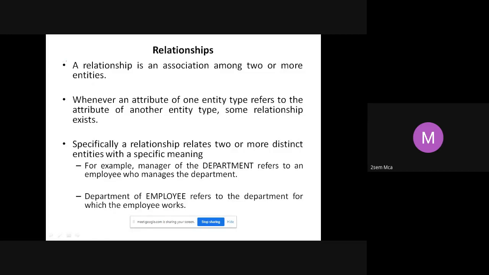Next, we move on to relationships. What is a relationship? A relationship is an association among two or more entities. In the last lab cycle, we saw that we had 4 entities. I will take the same example again because all of you have dealt with it. We have had a lot of discussion on that. That's why I'm taking the same example so that your understanding becomes clear.